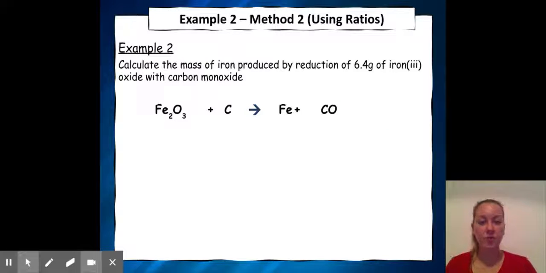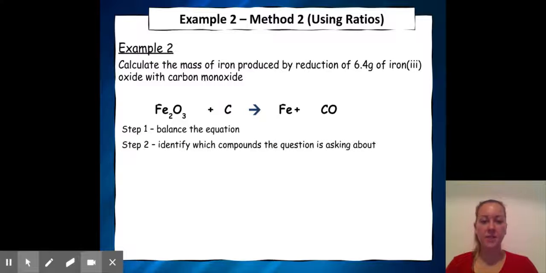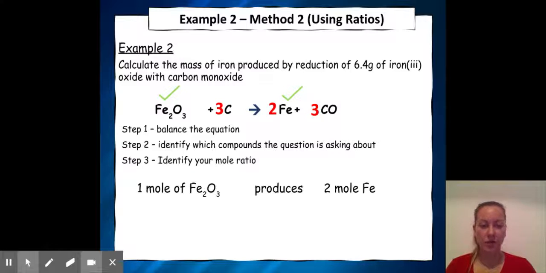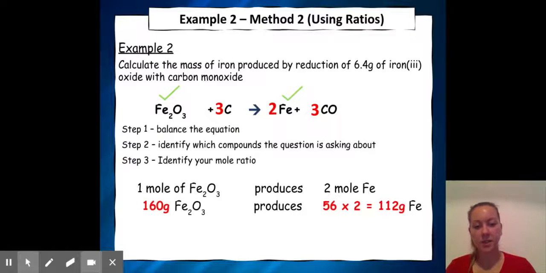Method 2, following the same pattern as we have before. We have balancing the equation step, identifying the compounds the question is looking for, and then finally doing the mole ratio and working it out that way. So balance the equation first of all, identify the compounds, so we've got Fe2O3 and Fe, same as before, but the next step is the mole ratio. So 1 mole of iron oxide produces 2 moles of iron. The mass of 1 mole of iron oxide is 160, produces 2 moles of iron.